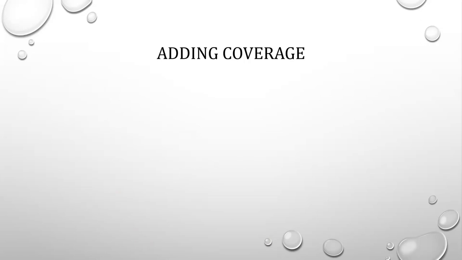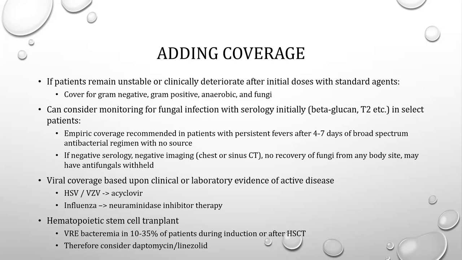One of the other questions with febrile neutropenia is, when do we add coverage? So this is probably the biggest topic in febrile neutropenia that has a lot of discussion around it. If the patient remains clinically unstable or they deteriorate after the initial doses, then the recommendations are to broaden your coverage to include gram-positive, if you started them out on monotherapy, gram-negative coverage, to broaden with anaerobic and fungi coverage as well. You can consider monitoring these patients for fungal infections with serology initially, getting a beta-D-glucan or a galactomannan in those select patients. But they don't actually recommend empiric fungal coverage until after 4 to 7 days if there's been continued fevers, clinical decompensation, and there's no source.